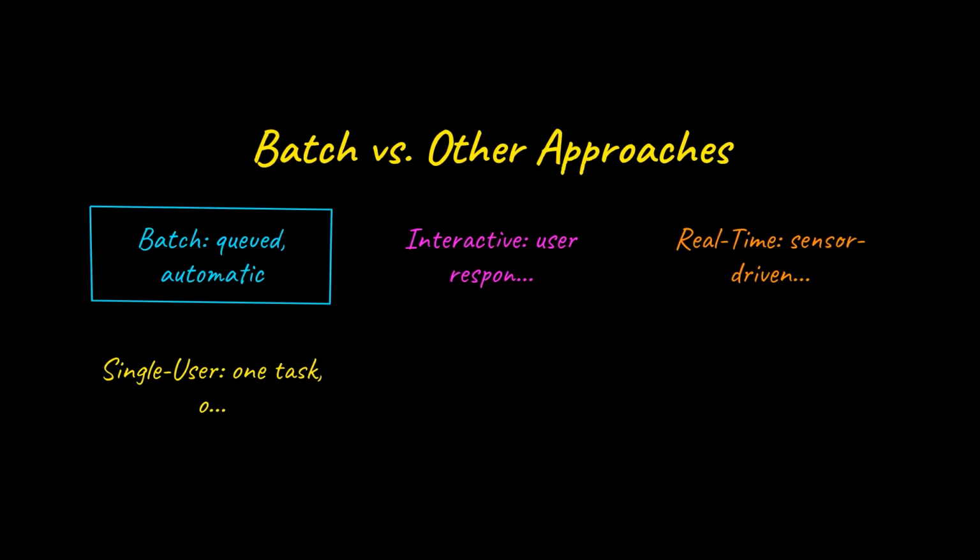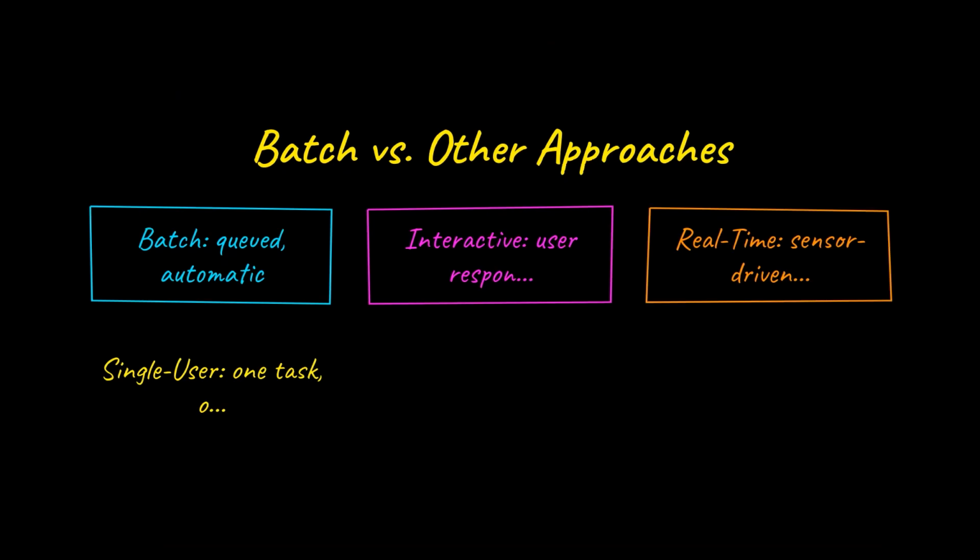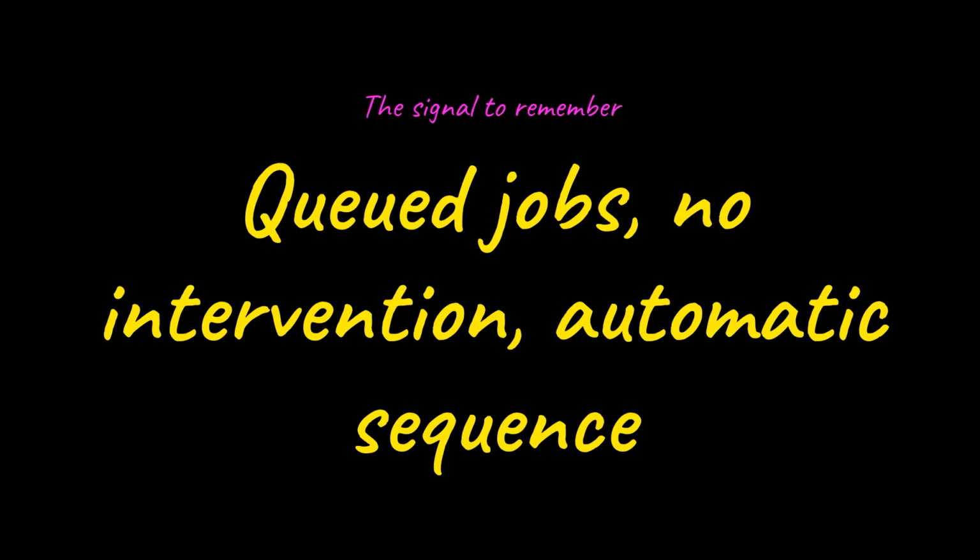Batch processing is often confused with interactive, real-time, or single-user approaches. Interactive and real-time systems demand immediate responses to users or sensors, the opposite of unattended batching. A single-user dedicated system serves just one person on one task, a completely different model. Whenever you see words like queued jobs, no intervention, automatic, and in sequence, often running overnight when hardware is otherwise idle, that description is pointing directly at batch processing.